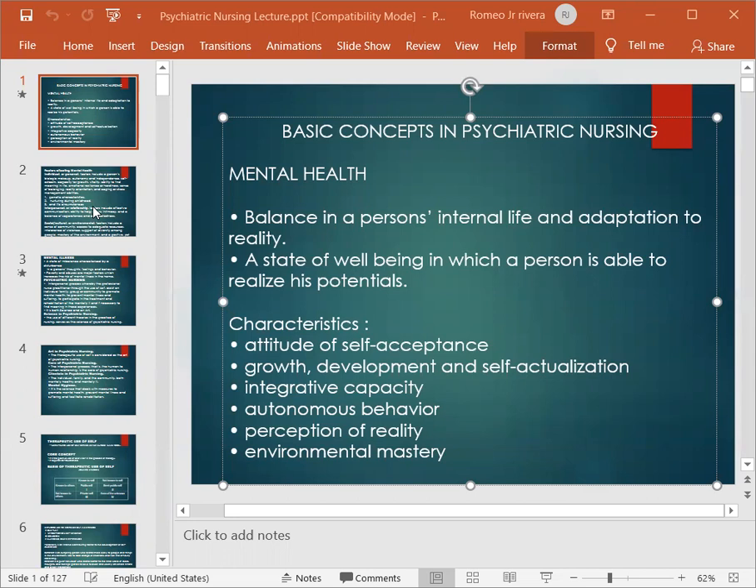3. Identify important historical landmarks in psychiatric care. 4. Discuss current trends in the treatment of people with mental illness. 5. Discuss the American Nurses Association standards of practice for psychiatric mental health nursing. 6. Describe common student concerns about psychiatric nursing.